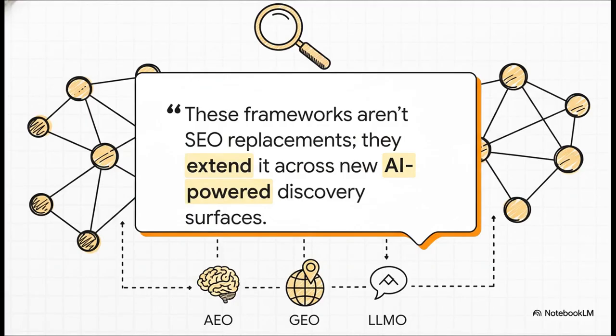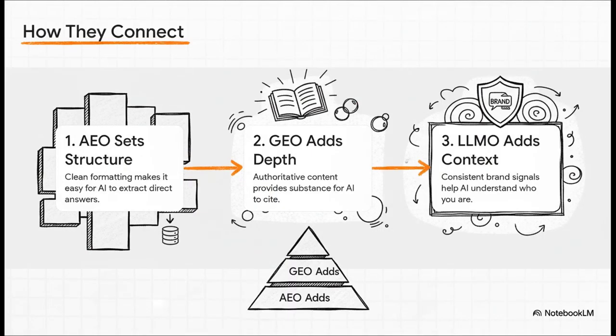Think of it like this. They're just new digital storefronts, new places for your customers to discover you, and you definitely want to be in all of them. So how do they actually connect? Well, it's kind of like building with Legos. AEO is your foundation. It sets the clean structure for those direct answers. Then, GEO adds the next layer, bringing in the depth and authority for the AI to cite. And finally, LLMO is the finishing touch. It gives the AI the context of your brand so it doesn't just know the what, it knows the who behind it. See? They build on each other.